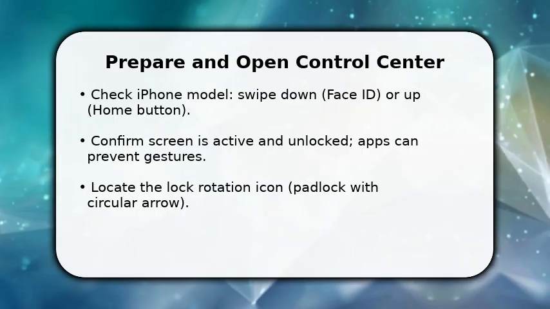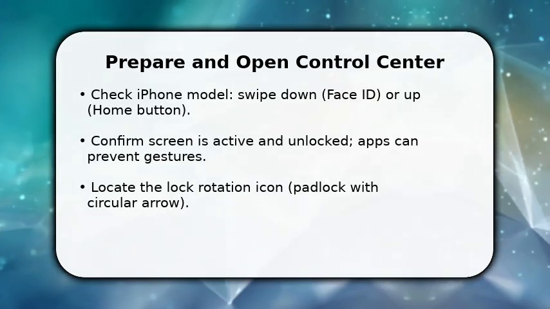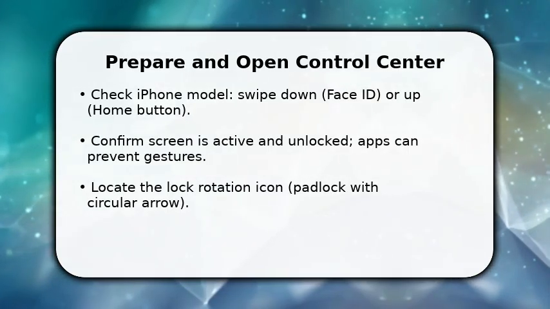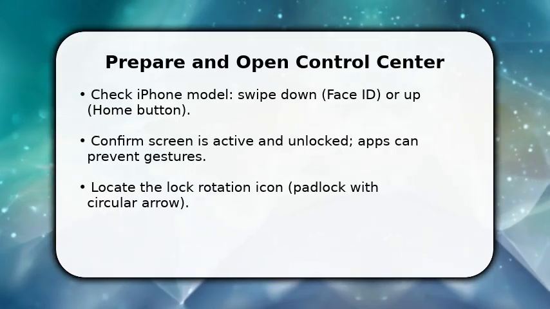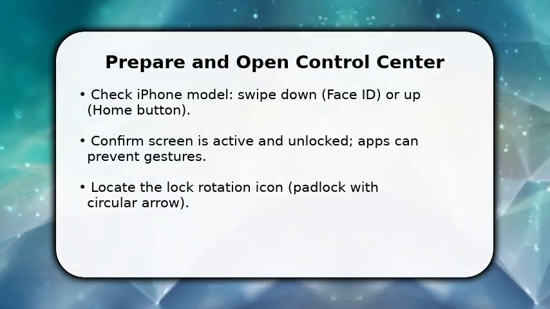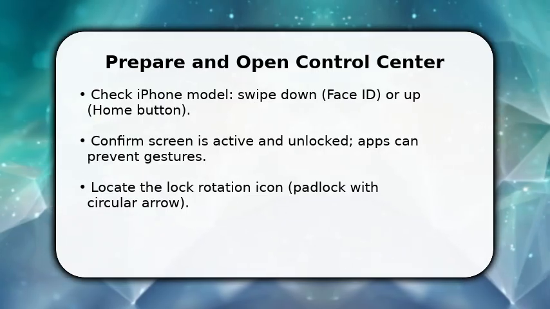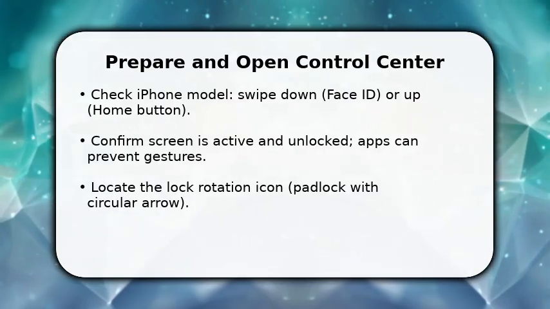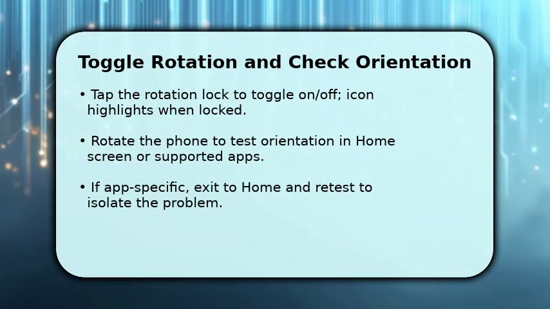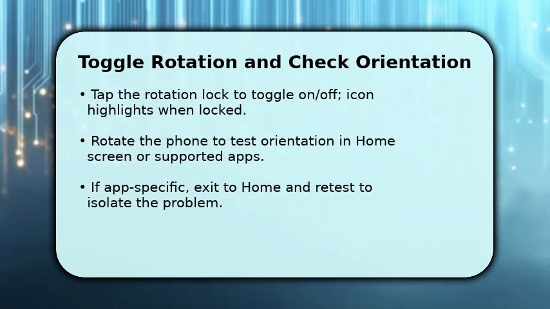Once done, look for the screen rotation lock icon, a padlock with a circular arrow, because that control directly toggles auto rotation. Make sure the screen is not locked to an app, otherwise the gesture won't register, and the lock icon may be hidden. Now you'll perform the core action and verify it works.